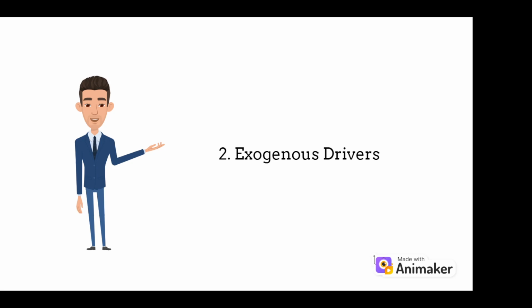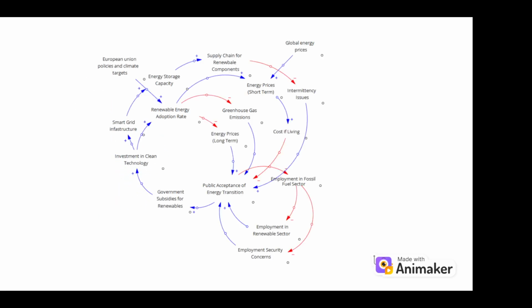Exogenous drivers are external factors that influence the system but are not directly influenced by it. These are forces outside the Dutch energy transition system that can still have a significant impact, such as global fossil fuel prices and European Union policies and climate targets.